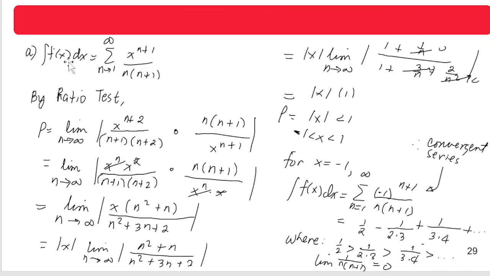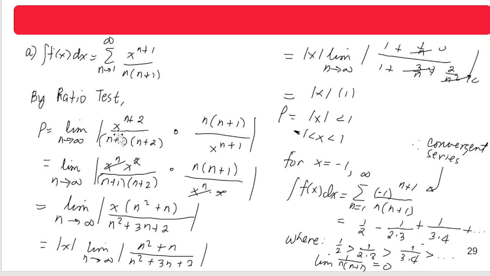Okay, for letter A, now we need to find whether the integral of the series f of x dx converges from -1 to positive 1. To show that, we need to use the ratio test. Recall that in the ratio test, we need to evaluate the limit of u sub n plus 1 over u sub n, where in this example, your u sub n is x raised to n plus 1 all over n times n plus 1.